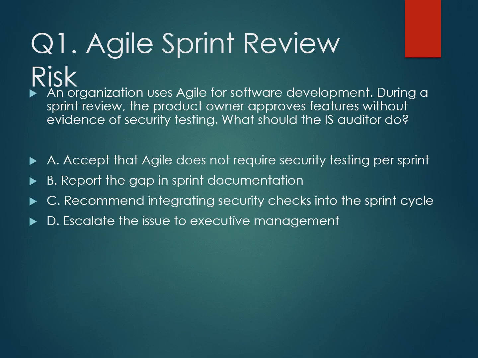Agile Sprint Review Risk. An organization uses Agile for software development. During a sprint review, the product owner approves features without evidence of security testing. What should the IS auditor do?